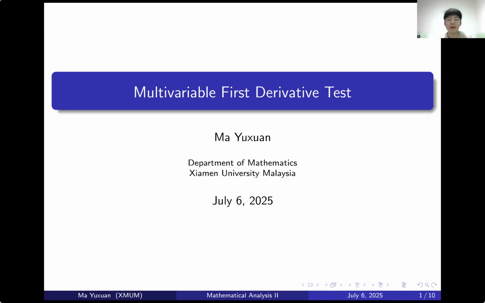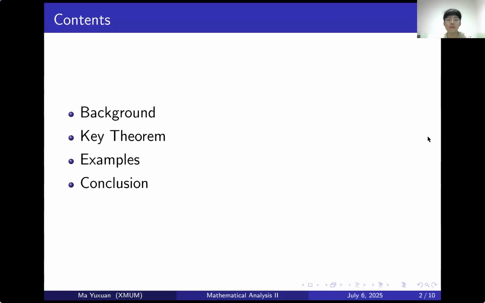Hello everyone. In this video, I will introduce the multivariable first derivative test in mathematical analysis, which serves as a generalization of Fermat's theorem to multivariable functions. I will first give some background, then state the key theorem, and give a proof. I will also give an example and conclude with a summary.